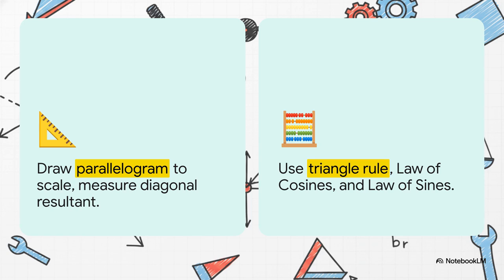The first is the graphical solution. For this one, you basically construct a parallelogram to scale, where the sides are parallel to forces P and Q. The diagonal of that parallelogram represents your resultant force, which you can physically measure. The second approach is the trigonometric solution. This one is way more precise. You use the triangle rule for vector addition, combined with the law of cosines to find the exact magnitude, and the law of sines to find the exact angle.